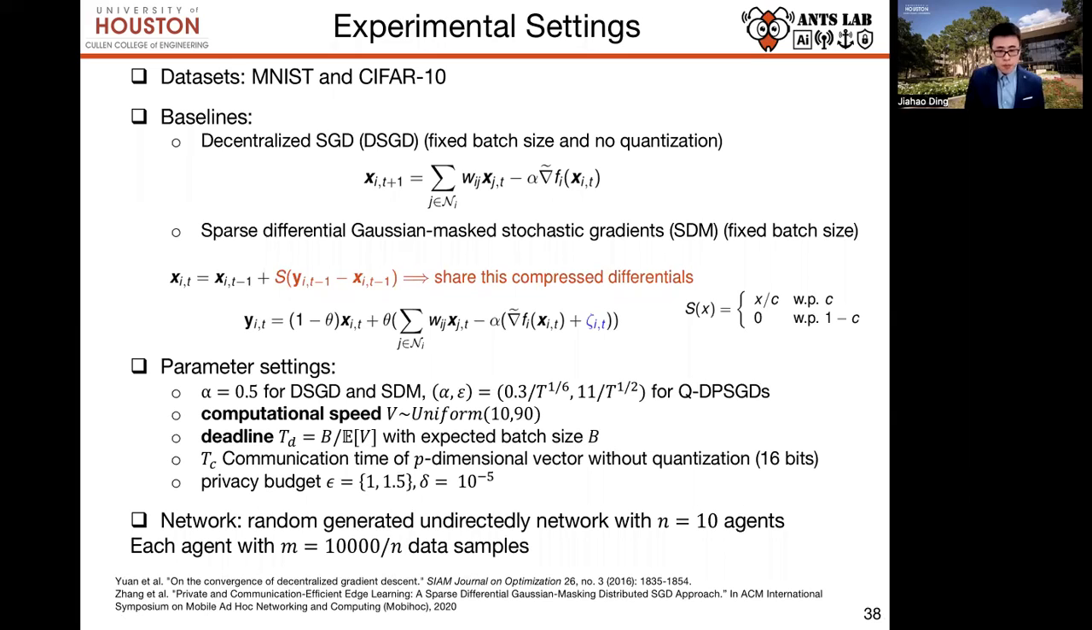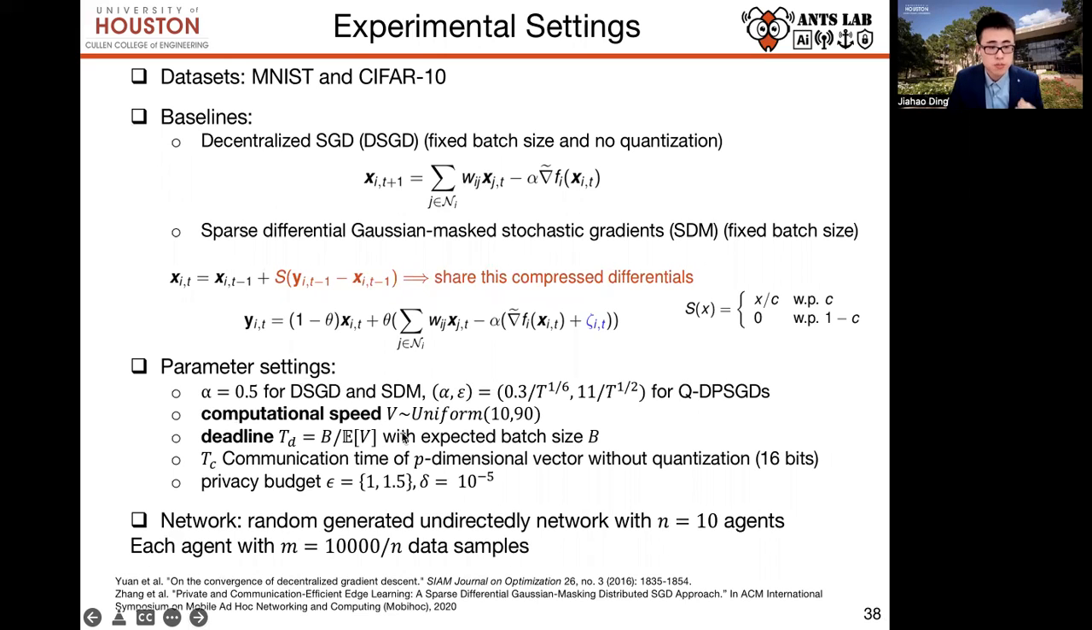This is our experiment setting. We conduct simulations over MNIST and CIFAR10, and the baselines include decentralized SGD with a fixed batch size and no quantization. We also consider a baseline, sparse differential Gaussian mask, which masks the stochastic gradients with a fixed batch size. They try to share the compressed differentials with the neighbors. The S here is a sparsification operator, and the noise here is Gaussian noise added to the differential quantity.